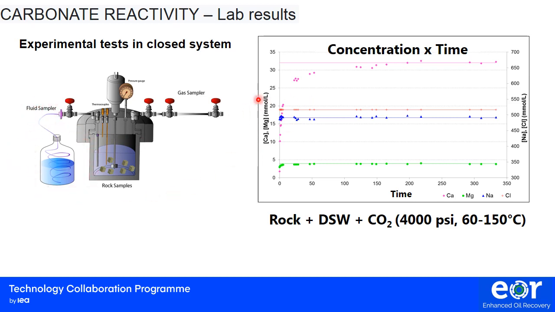On the right, we have a representation of a test result. In this case, the rock was pure calcite. We worked at a pressure of 4,000 psi and 60 degrees Celsius of temperature, and also in the presence of CO2. As we can see, only the pink dots show changes in the composition. The pink dots represent the concentrations of calcium through time. The growth means that calcite is being dissolved until a plateau where the reaction reaches equilibrium.